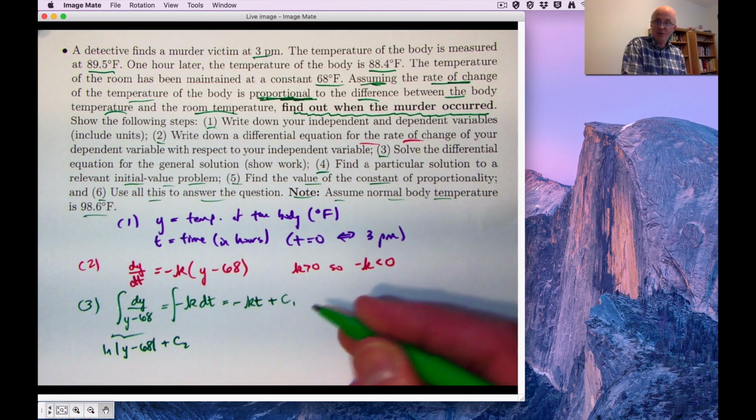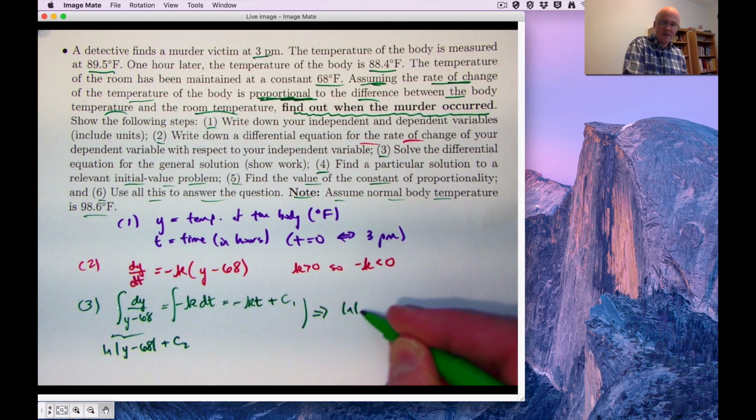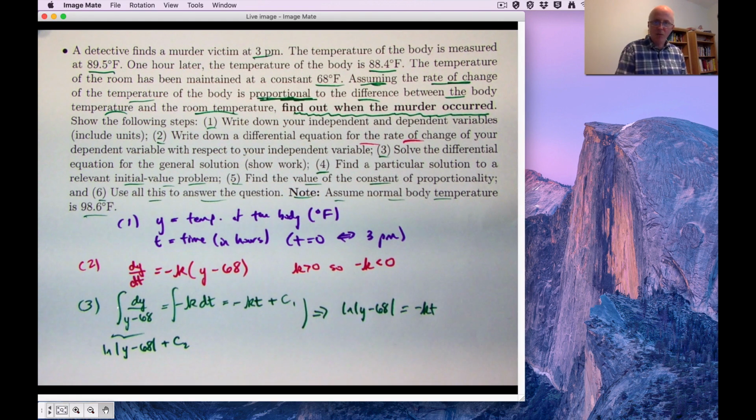Now you can subtract c2 from both sides and say the natural log of the absolute value of y minus 68 is negative kt plus c1 minus c2. Well, you might as well call that c3. Okay? Sometimes people are sloppy here and they don't bother with the subscripts. As long as you get the right answer and don't mess it up, it's okay. We want to solve for y. That's the goal. We want to get rid of the ln then.